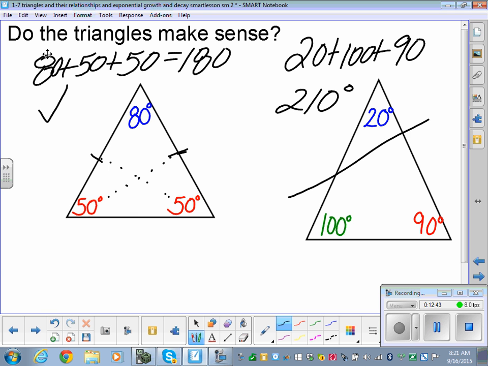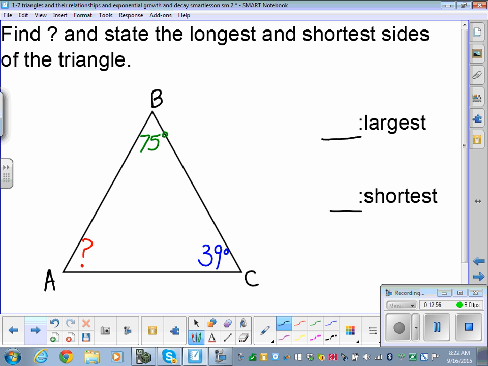All right, last two, and then I'm going to set you free to work for a while. Okay? All right. Does anybody have any questions on that? Okay, let's find the question mark, and then let's decide which side's the longest, which side's the shortest on my triangle. So looking at this, we have angles B and C. We need to find angle A. How can we do it?